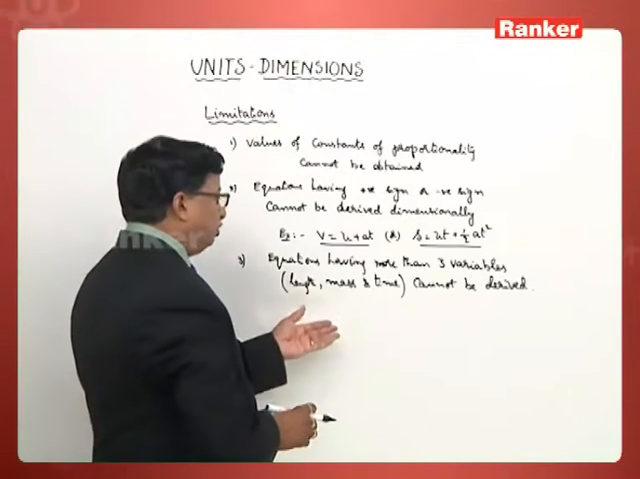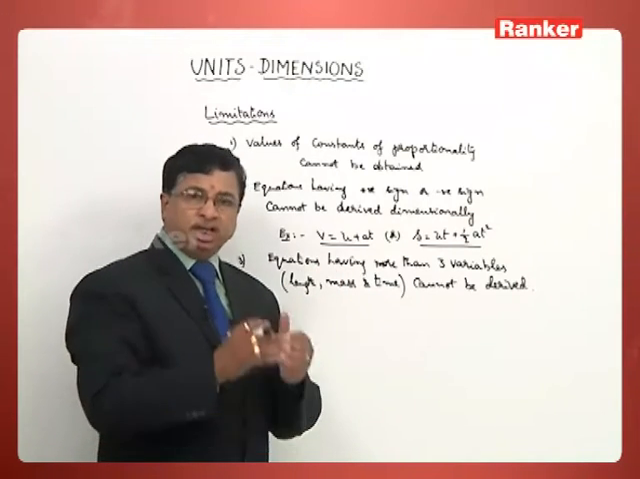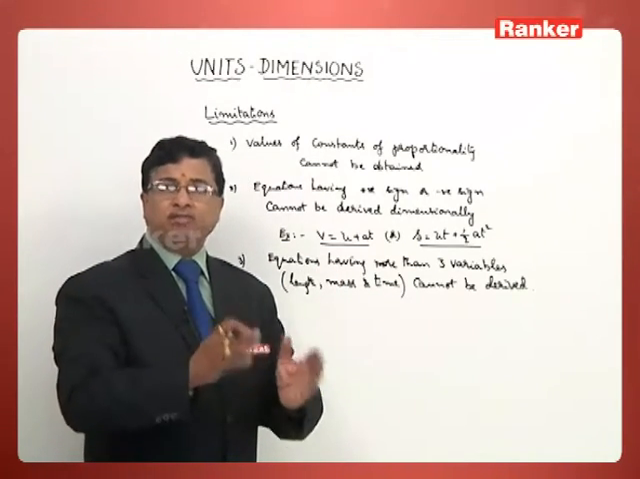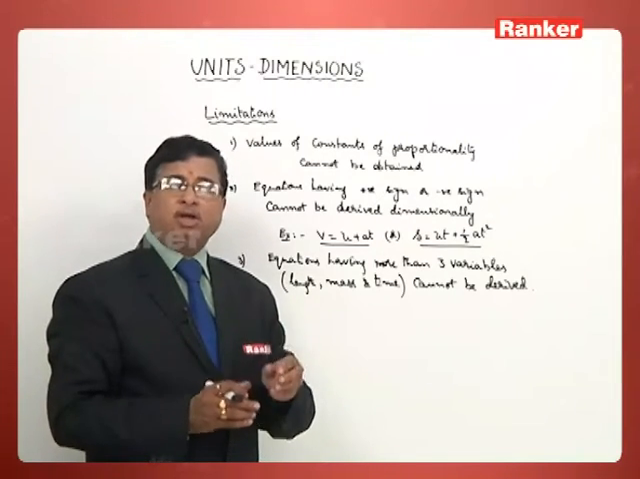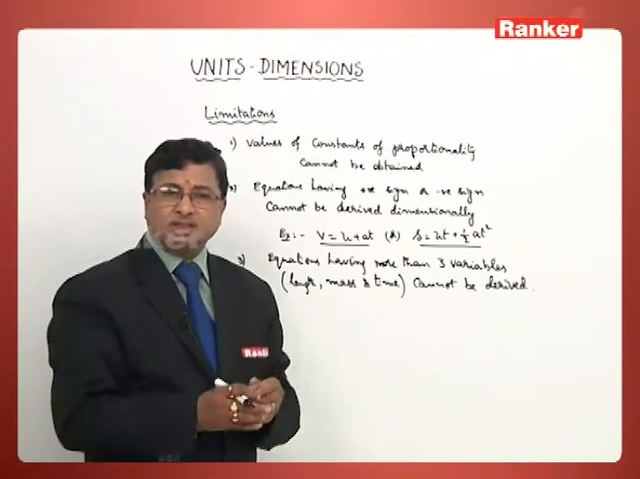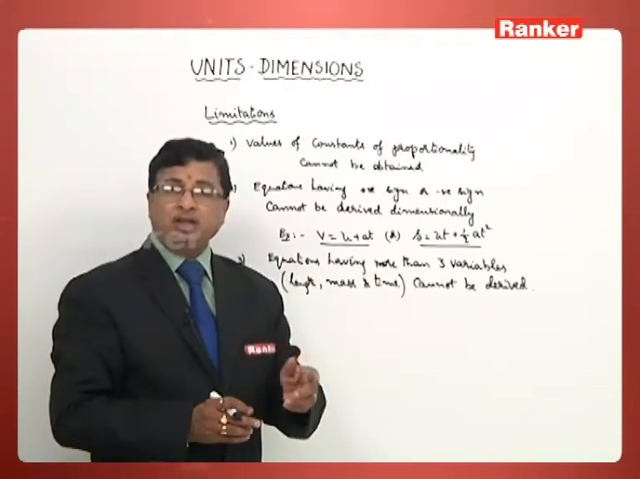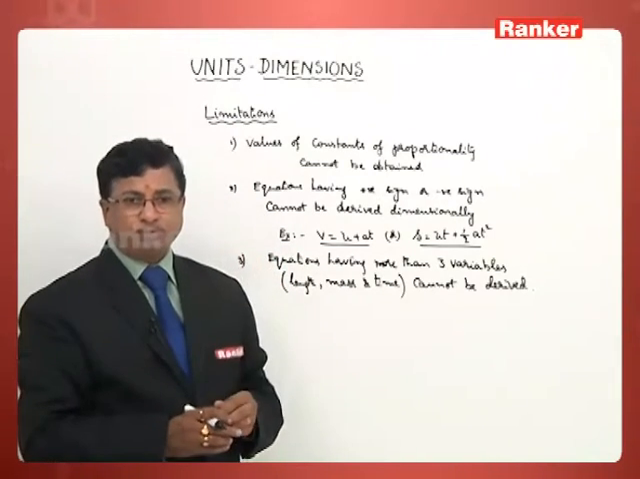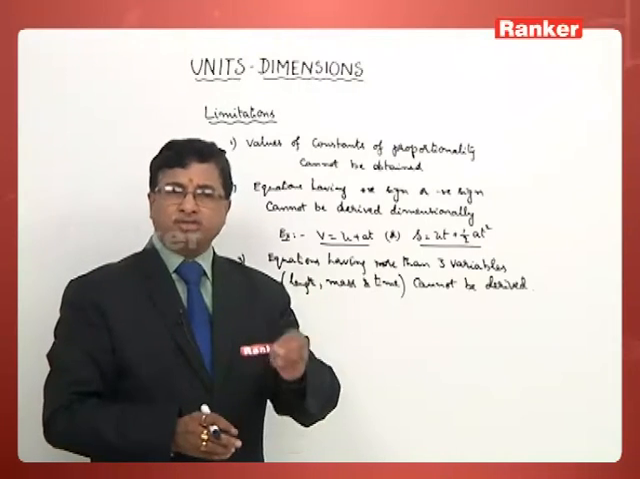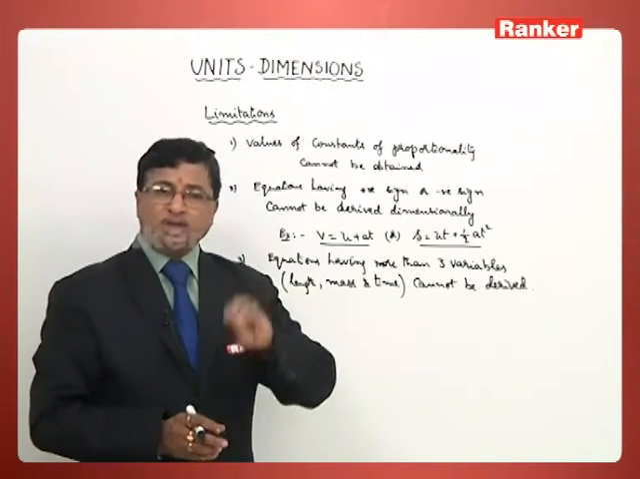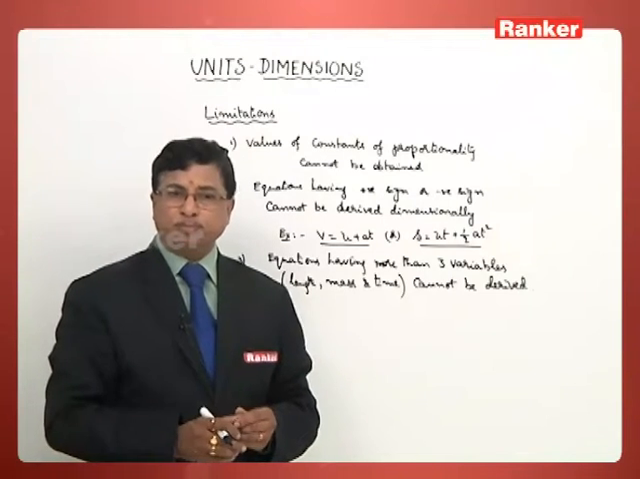So the equations in which we are finding temperature, the equations in which we will be finding the value of current, the equations in which we people are going to find the luminous intensity or any other physical quantity of such kind other than length, mass and time, those equations cannot be derived dimensionally. That is another limitation for dimensions, and that is also called a constraint here.